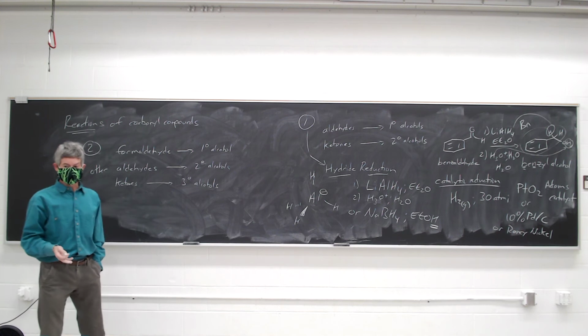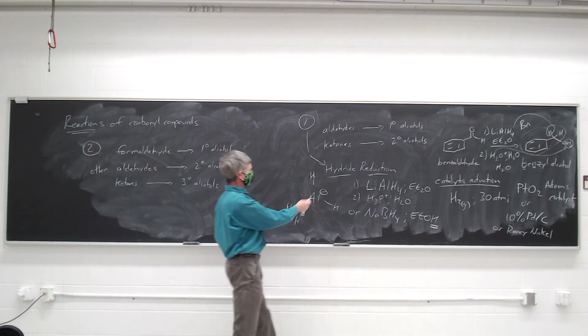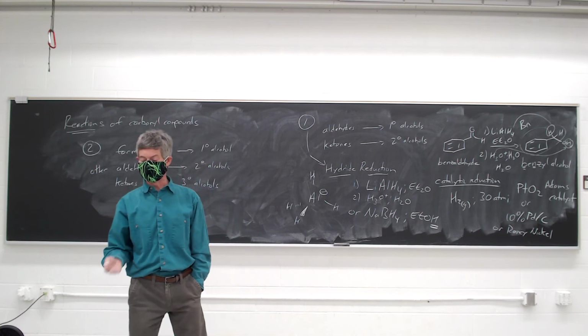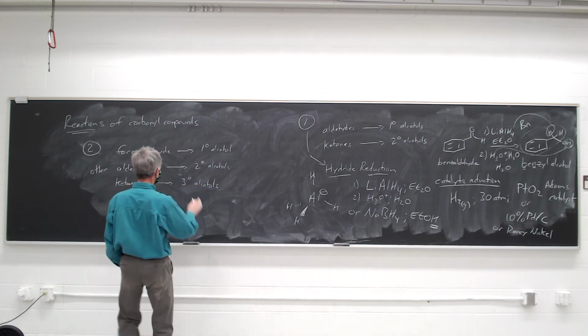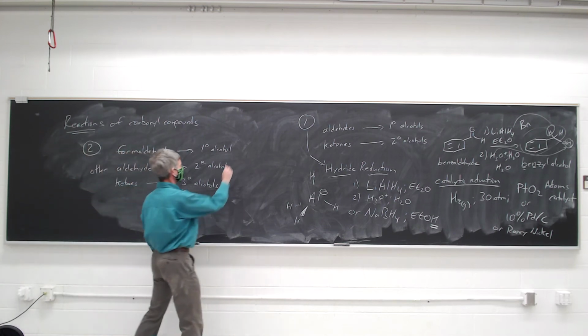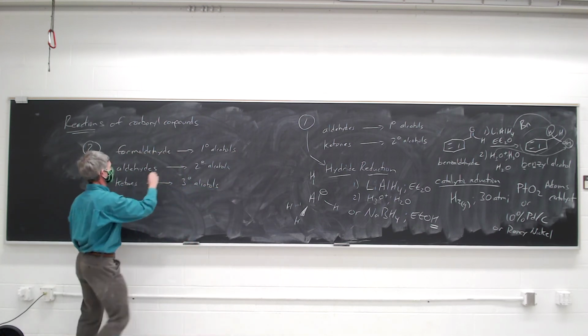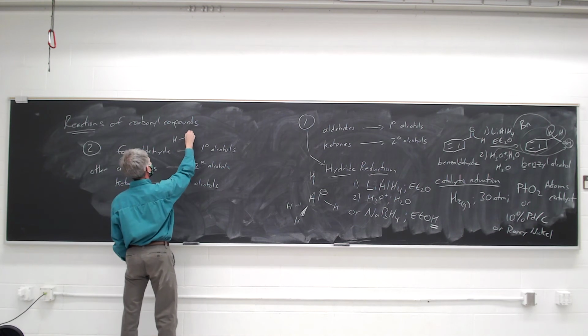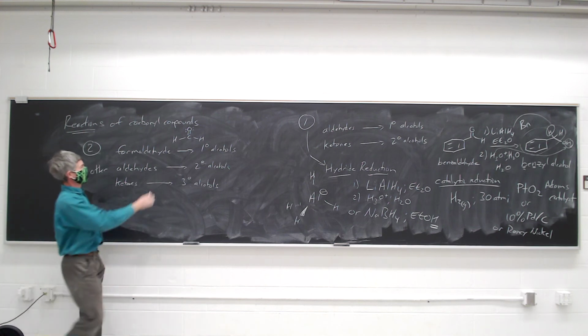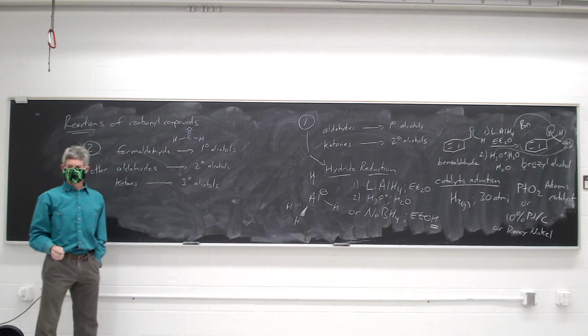You can't make tertiary alcohols by hydride reduction, because hydride reduction is always going to attach a hydrogen to the electrophilic carbon of the carbonyl group. But you can make tertiary alcohols using this other method. And then formaldehyde, because formaldehyde has two hydrogens attached, you can make a primary alcohol that still has these two hydrogens.